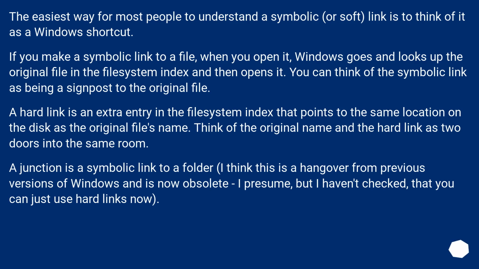A hard link is an extra entry in the file system index that points to the same location on the disk as the original file's name. Think of the original name and the hard link as two doors into the same room. A junction is a symbolic link to a folder. I think this is a hangover from previous versions of Windows and is now obsolete, I presume, but I haven't checked, that you can just use hard links now.